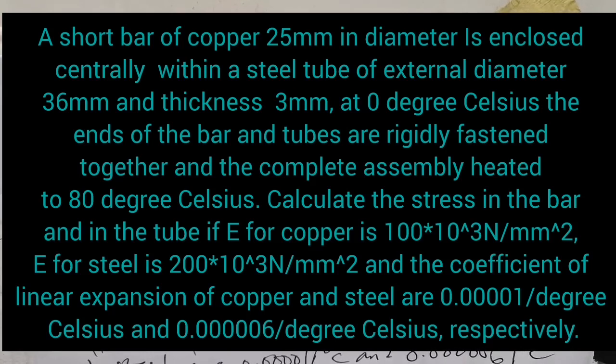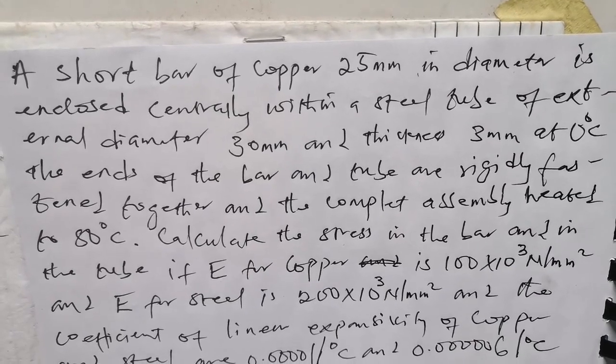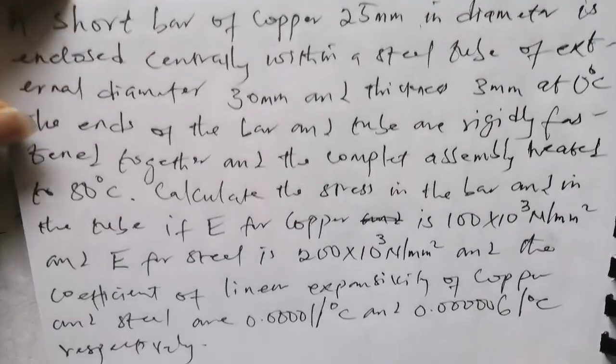And the coefficients of linear expansivity in copper and steel are 0.00001 per degree Celsius and 0.000006 per degree Celsius respectively. So let's pick out our parameters.